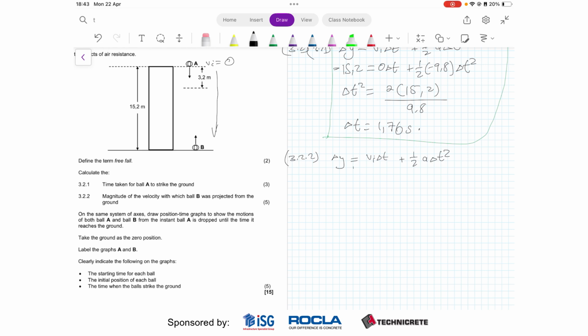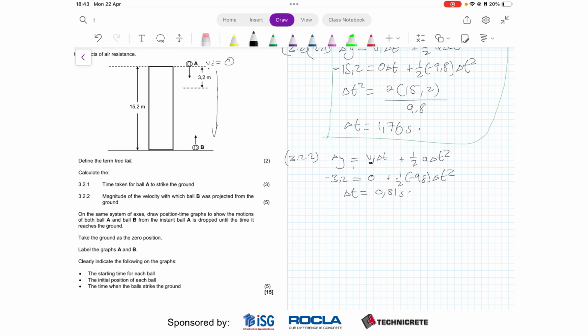Our delta y, we are still choosing upwards as positive. Minus 3.2 is equal to 0, because remember the initial velocity of A is 0 as it was dropped from the height, is equal to 0 plus 1 over 2 into minus 9.8 delta t squared. After all your algebra, you will find that delta t is equal to 0.81 seconds.